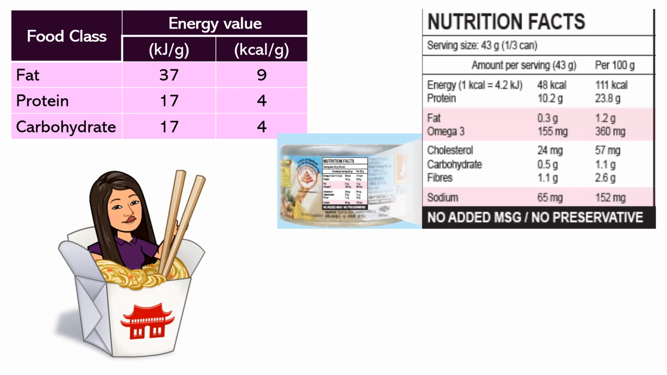So if you notice here, in this particular can, I'm using 443 grams: 10.2 grams of protein, 0.3 grams of fat, and 0.5 grams of carbohydrate. Stop chatting already. Anyone who wants to continue chatting, teacher will penalize you. Stop. If I'm using per 100 grams, teacher will use 23.8 grams for protein, fat is 1.2 grams, and carbohydrate is 1.1 grams.